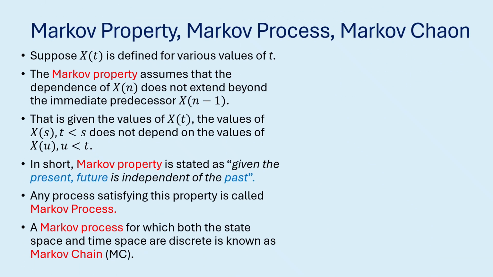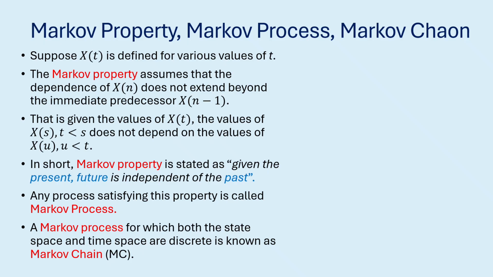Okay, let's understand the Markov chain concepts in detail. Suppose X_t is a stochastic process defined for various values of t. The Markov property assumes that the dependence of X_n does not extend beyond the immediate predecessor X_(n-1). That means for given values of X_t, the values of X_s, where t is less than s, do not depend on the values of X_u, where u is less than t. Thus X_s becomes the future event, X_t the current, and X_u the past. In short, the Markov property is stated as: given the present, the future is independent of the past.